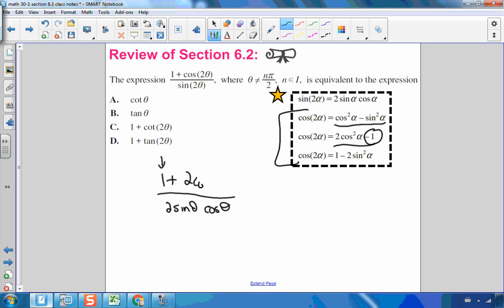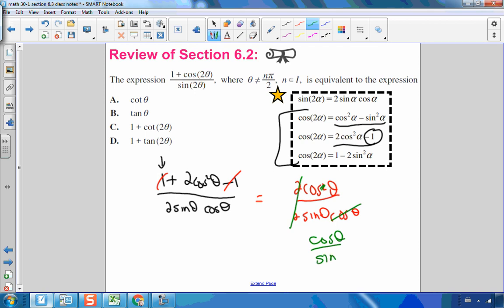So 2 cos squared theta minus 1. I replace cos of 2 theta with that. And as I said, 1 minus 1 is gone. Okay, so we're left with 2 cos squared theta over 2 sine theta cos theta. You see the 2's cancel, and cos squared cancels with this cos. So we're just left with cos theta over sine theta. And you'll see that's not one of the options because they went one step further and called that cotan theta. So A would be your answer.